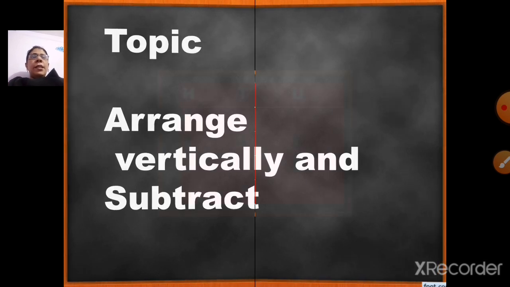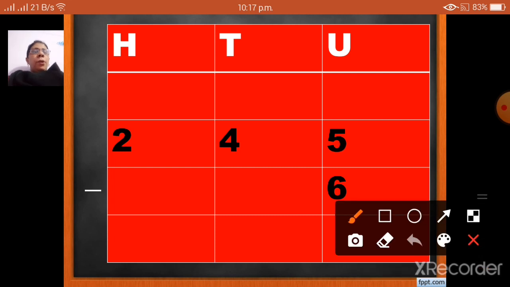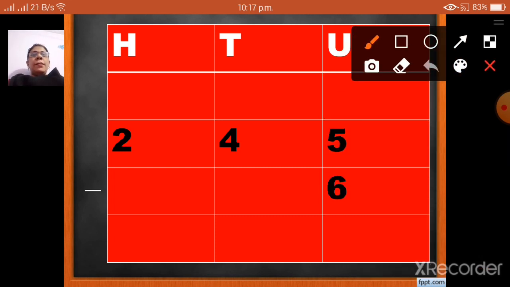Let us see the first sum. Okay, the numbers are now arranged vertically according to their place value. So let us subtract. What are we going to subtract? Units with units, tens with tens, and hundreds with hundreds. The numbers in the units place are 5 and 6. So 5 is a smaller number, 6 is a bigger number, so it cannot be subtracted.